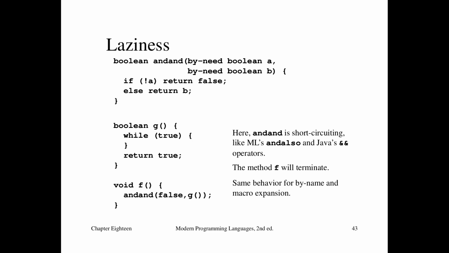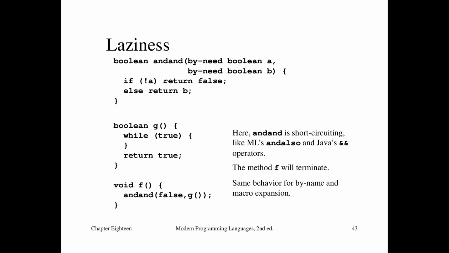Furthermore, we can also think about the laziness if we think about the short-circuiting of and in Java's double and operator. If we wanted to create our own Boolean and using by need, we have an and function which takes in a Boolean A and a Boolean B by need. It says, if not A, return false, else return B. Now we have G, which has a while true loop, which is an infinite loop, and then a return true, which it will never get to.